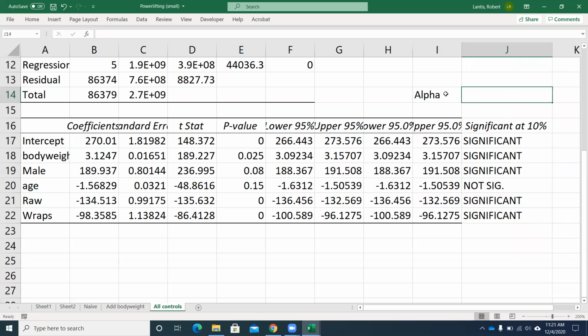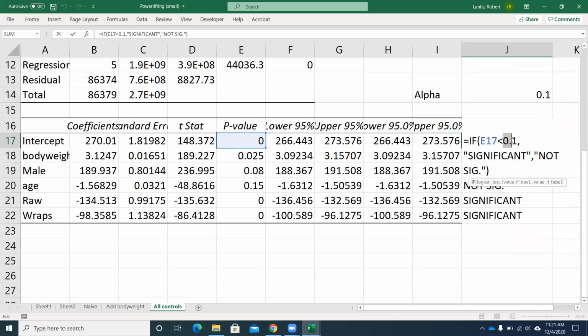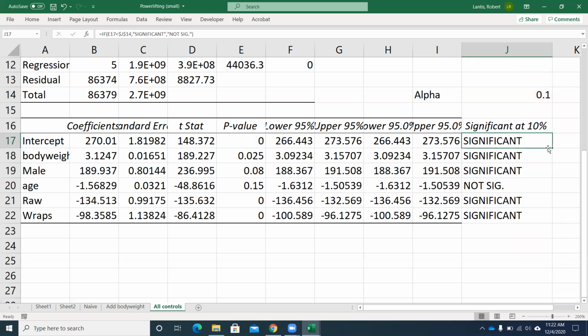I could even take it a step further. Maybe I actually want to put the alpha value I'm interested in a cell. Now, instead of putting in the number, I'm going to make it a cell reference. I want that to stay the same, so I'm going to freeze that cell. Now, when I copy this down, I can start to look at different alpha values, and some of these are significant at the 10% level, but not the 1%. So we'll change this back to 10%.